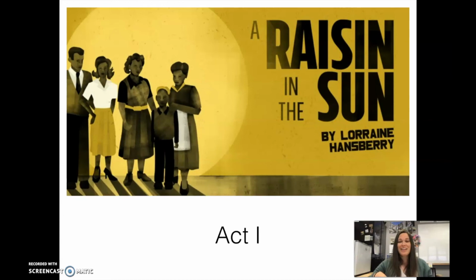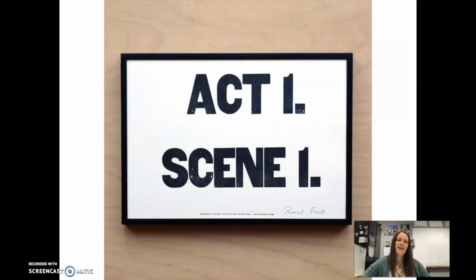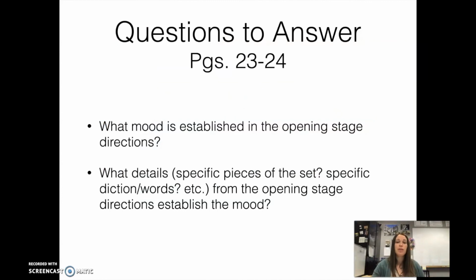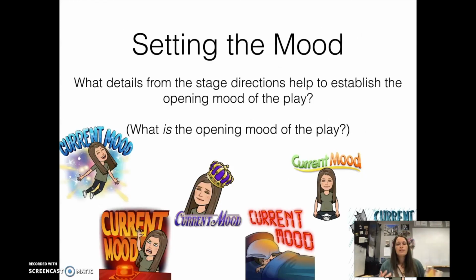All right, let's go ahead and get started. Okay, so Act 1, Scene 1, starting with the first question. You can find these on pages 23 through 24. The question is, what mood is established in the opening stage directions? And what details from the opening stage directions actually help establish the mood? Okay, so what is the opening mood of the play?